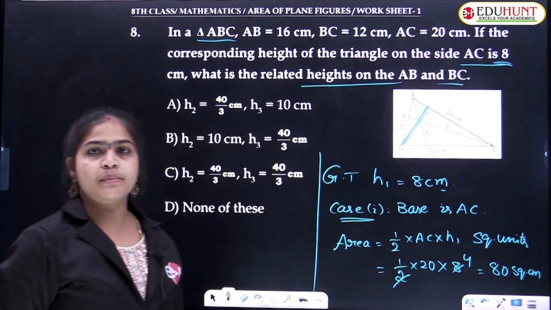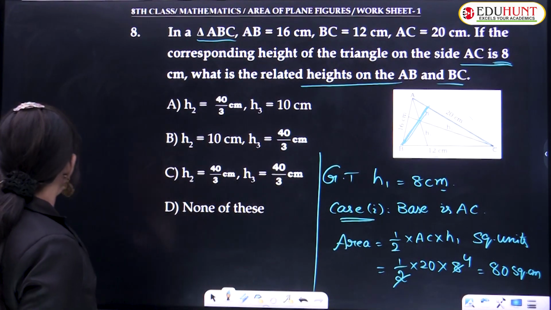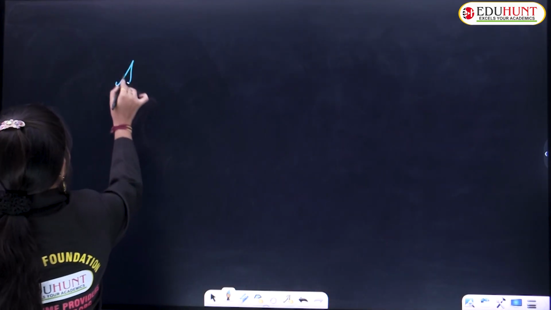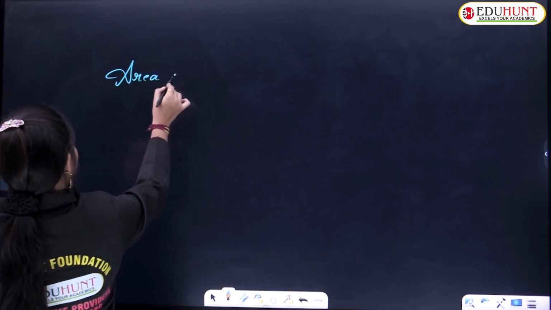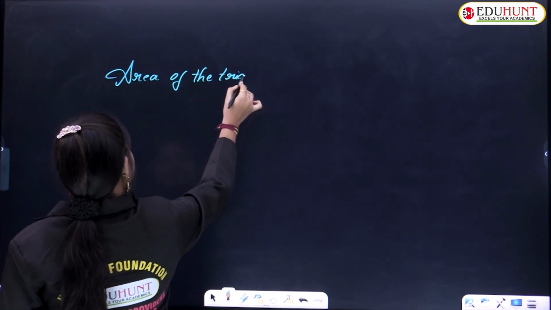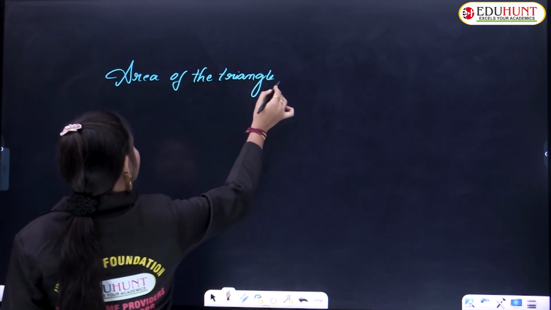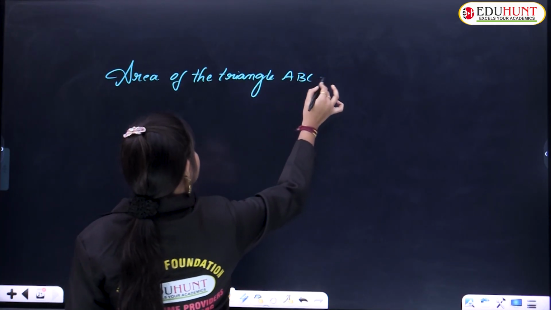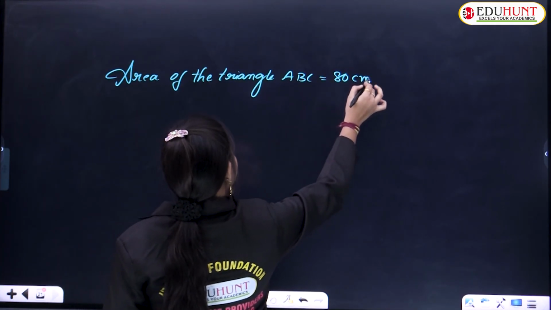80 square centimeters. Now, what is the area of this triangle? The area of the triangle ABC, how much did we get? Triangle ABC is equal to 80 centimeters square.